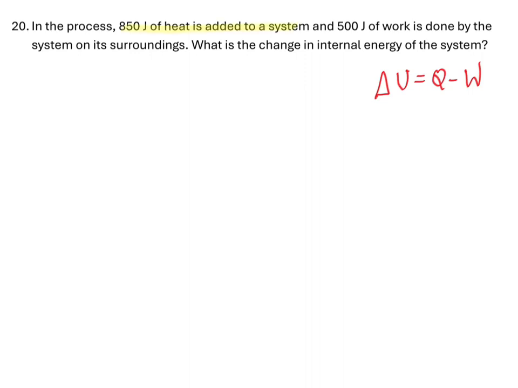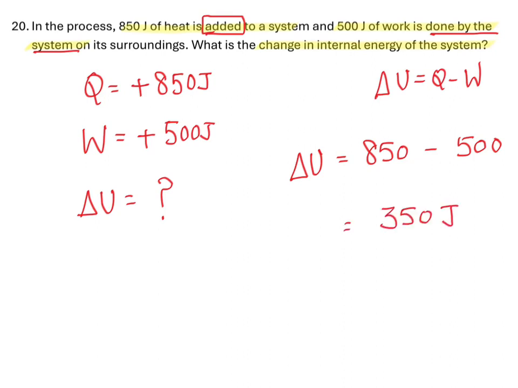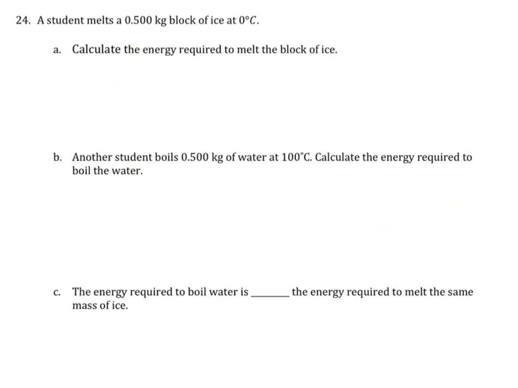So 850 joule of heat is added, so we can write Q as 850. Because it says added, we'll put it as plus 850. Then the work done is 500 joules, and it says work done by the system. So in our formula, because W is the work done by the system, we'll put it as positive. Now we have to find the change in internal energy, that means ΔU. We have got all the numbers, so we can just substitute and we get the answer as 350 joules. So the change in internal energy is 350 joules.